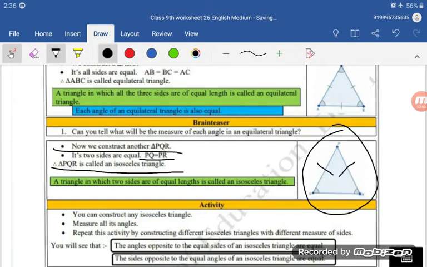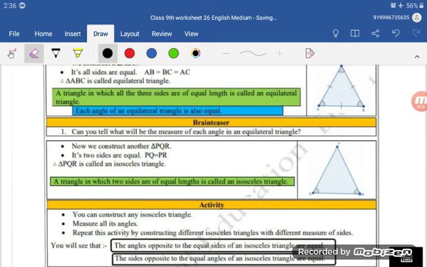So the definition of an isosceles triangle is: a triangle in which two sides are equal is called an isosceles triangle. Okay. Now there is an activity.